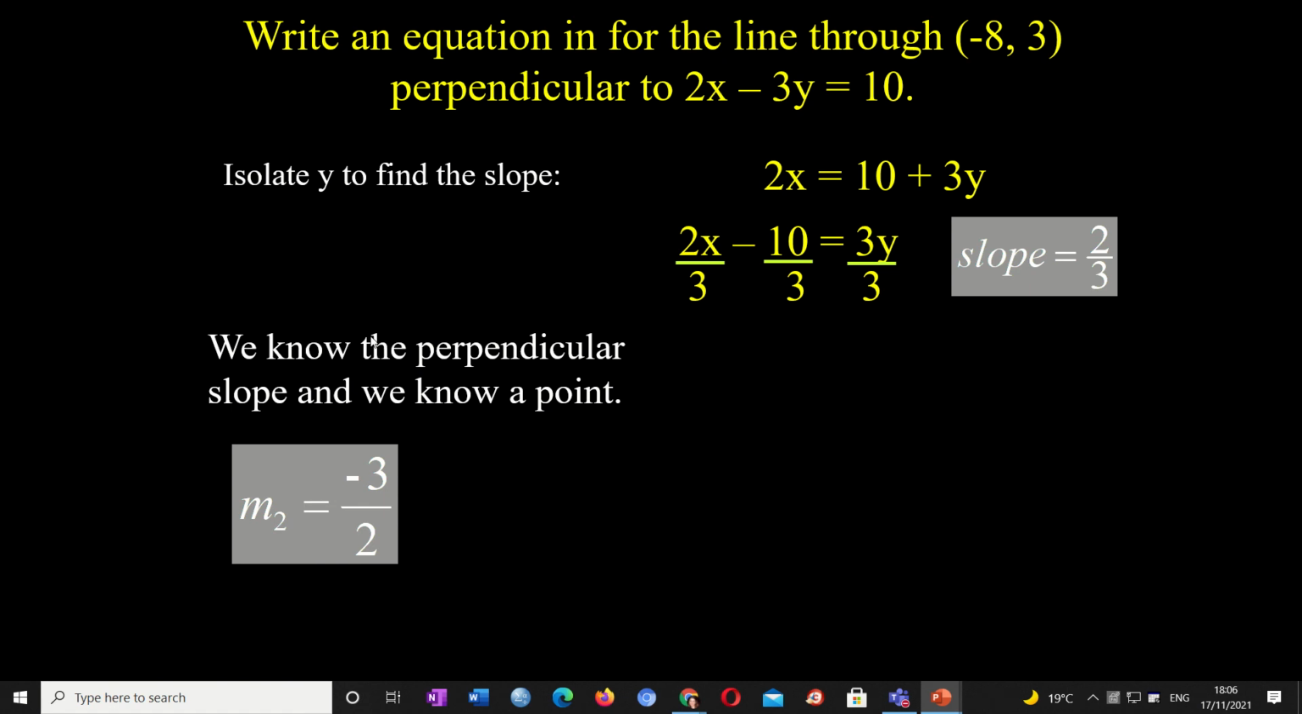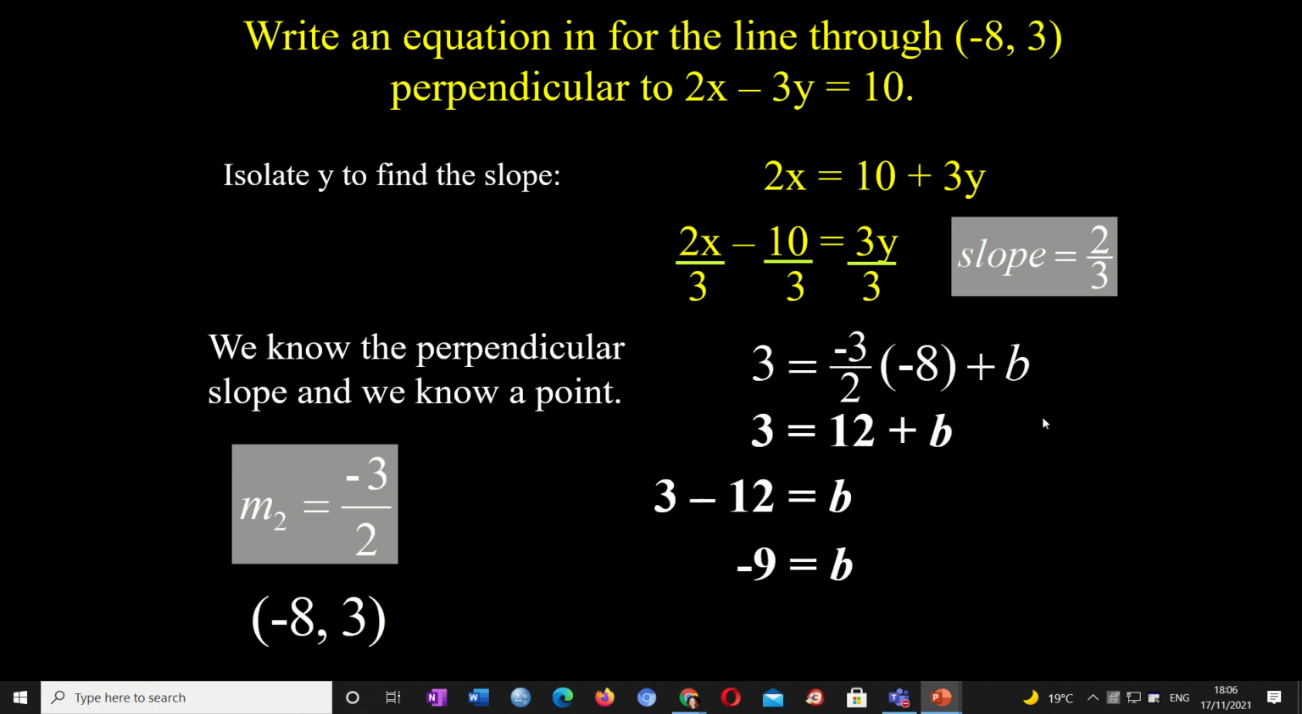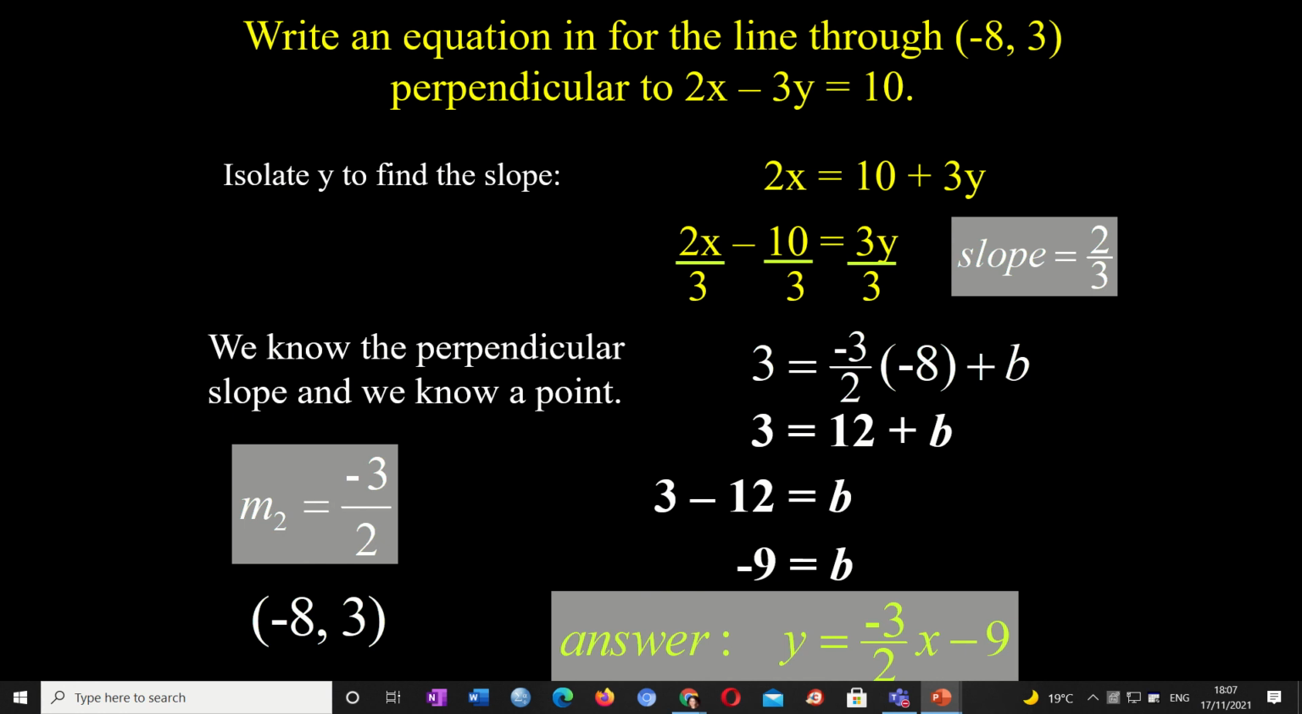So we want to find the line perpendicular. We know the perpendicular slope and we know a point now. This is the slope, and the perpendicular slope is you reverse it and change the sign. We have a point here, and we can find the equation from y equals mx plus b. You substitute the values there and you find b is equal to minus 9, and then you are done. So the answer is y equals minus 3 over 2 x minus 9. What you have to do is first isolate y, then find the slope and the perpendicular slope, which is reversing and changing the sign, and then use this point and write the equation again, y equals mx plus c or b.